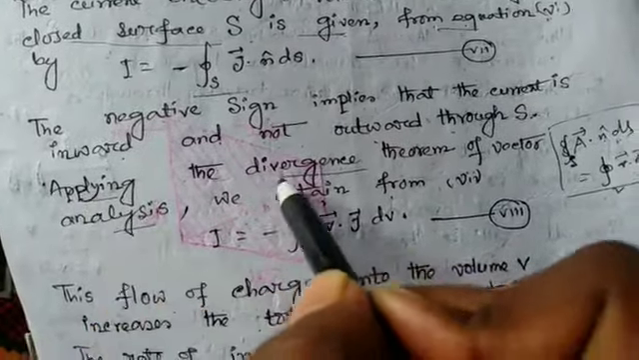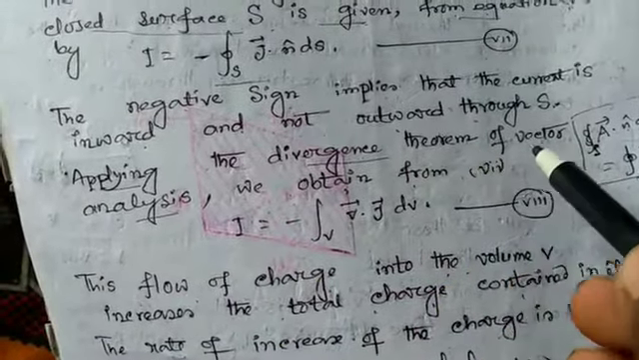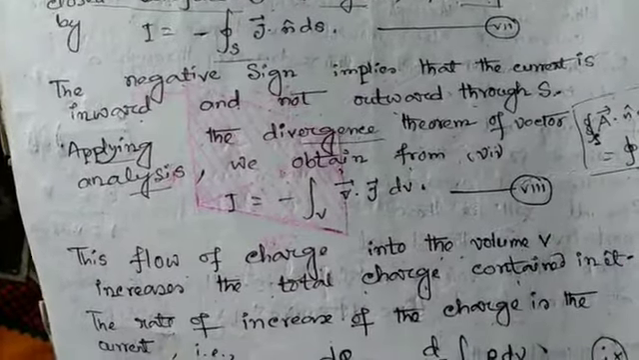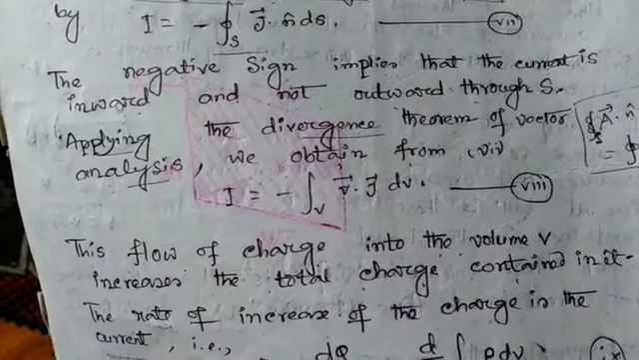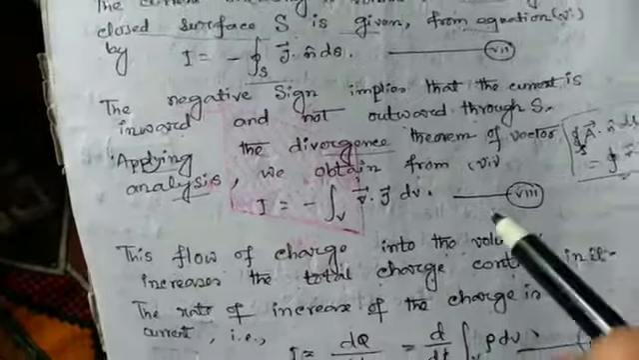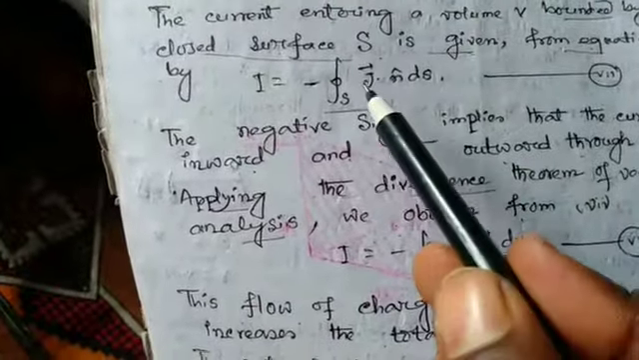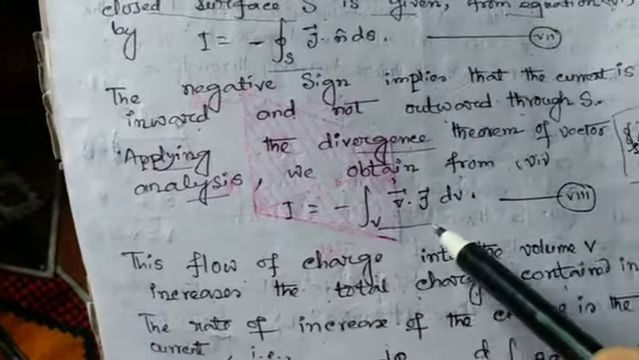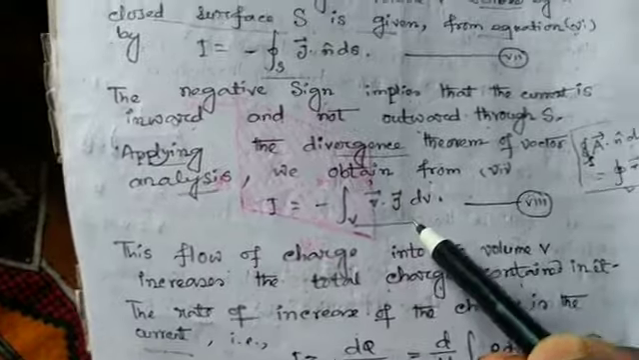Now we apply the divergence theorem. What is the divergence theorem? We can change from surface integral to volume integral: closed surface integral of A dot n̂ ds equals volume integral of divergence A dV. We change this surface integral into a volume integral. Clear?